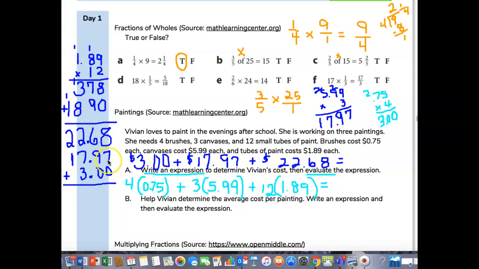Okay, so 8 plus 7 is 15. Put down our 5, carry our 1. So we can go 9 plus 1 is 10. 10 plus 6 is 16. Put down our 6, carry our 1. 7 plus 3 is 10, 11, 12, 13. Put down our 3, carry our 1, 2, 3, 4. So altogether, Miss Vivian is going to spend $43.65.